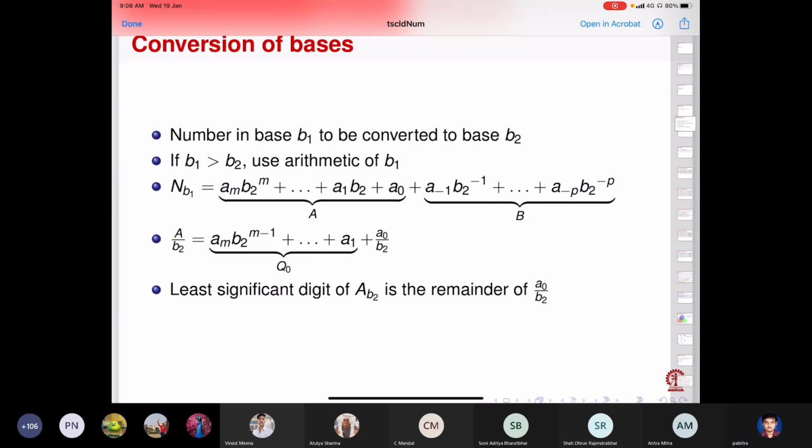Sir, you said that B2 is the higher base, but you have written B1 is the higher base. Oh, sorry, B1 is the higher base. Sorry, if I said that, it's wrong. I'm converting decimal to binary.